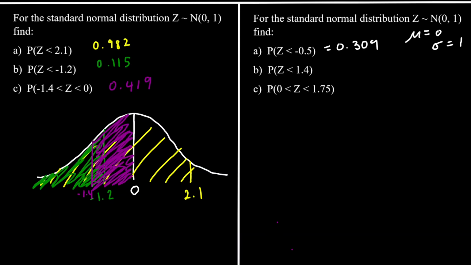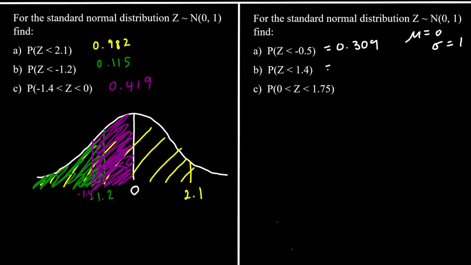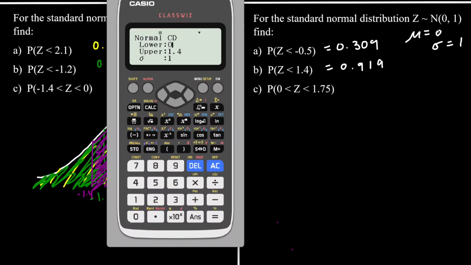Find the probability Z is less than 1.4. So we're just going to change the upper to 1.4. 0.919. And the probability that Z is between 0 and 1.75. So lower is 0, upper is 1.75. 0.460.